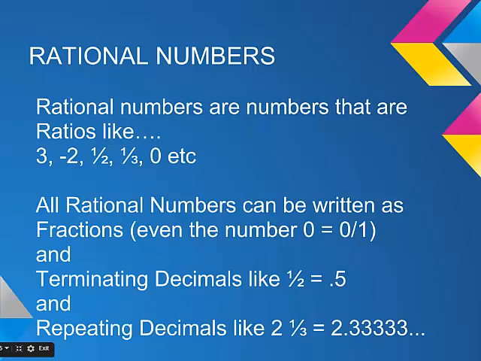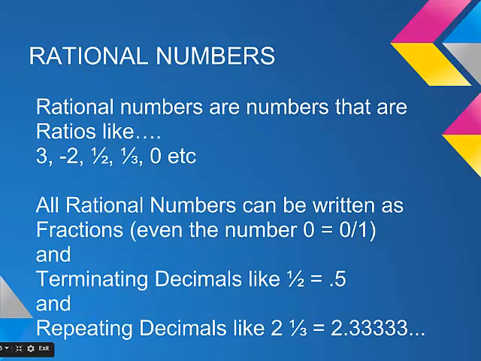But they are all ratios, just like we could write 3 as 3/1, 9/3, lots of ways. We could write -2 as 10/-5, or -12/6, lots of different ways. Rational numbers can be written as fractions. Even 0 could be written as 0/1.